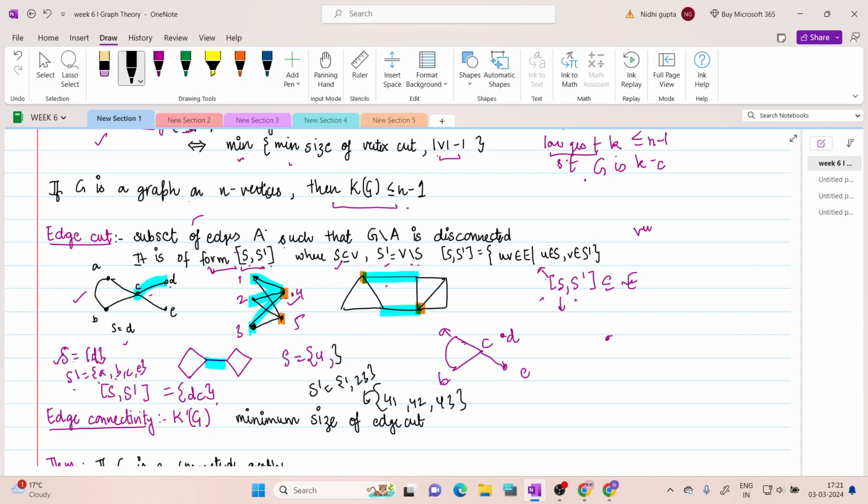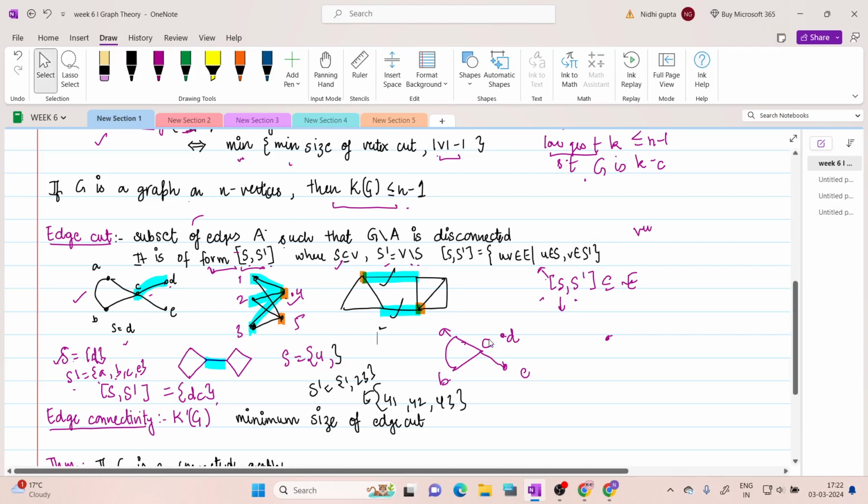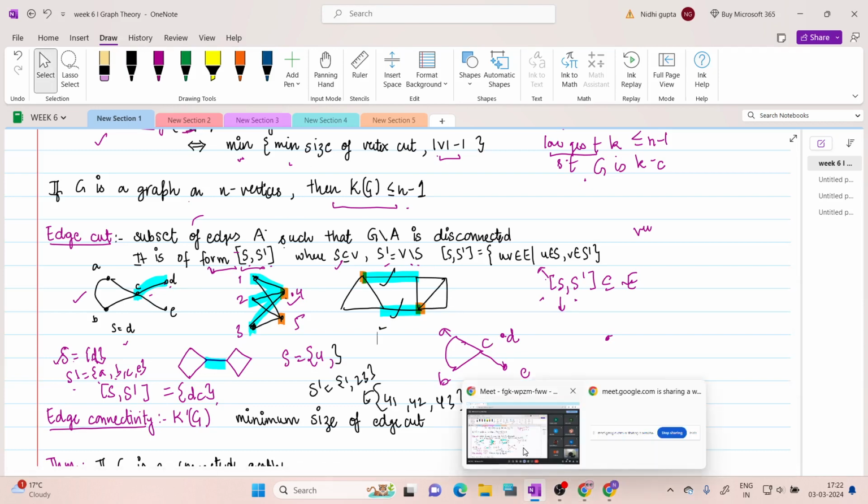And similarly, if I remove this edge and this edge here, this graph also becomes disconnected. This graph has two components. Therefore this is also an edge cut. So does everyone understand the definition of vertex cut and edge cut, or is there any confusion?